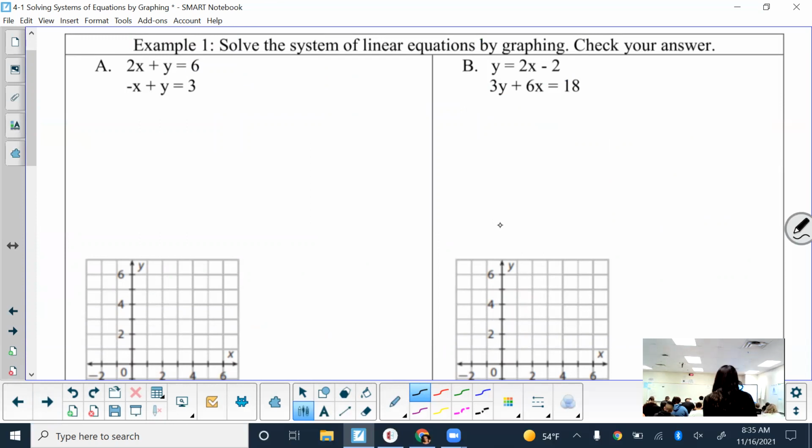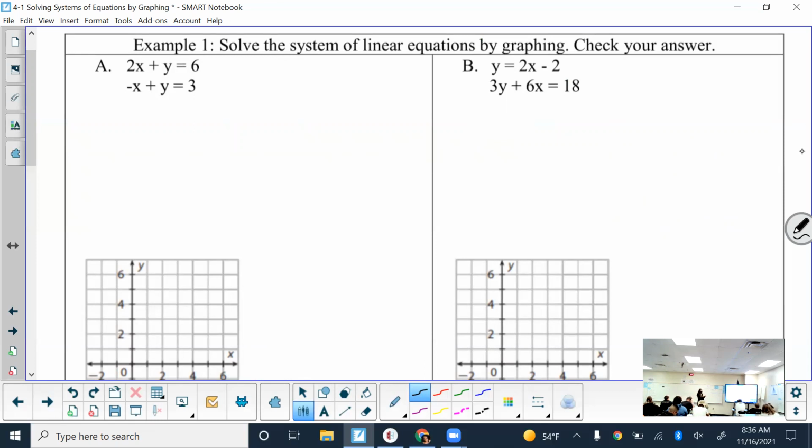There's actually 3 methods to solving systems. Today we're just learning one method, which is to graph them. Now to be able to graph a line, what form do the lines need to be in? Good, you're both correct. So slope-intercept form, y equals mx plus b. For example A, are they in slope-intercept form? Are either of them in slope-intercept? No. So I have to actually rearrange both.